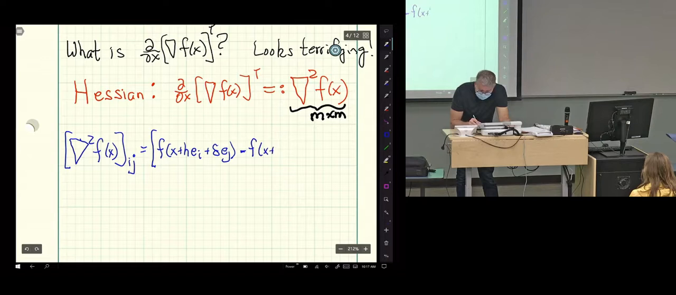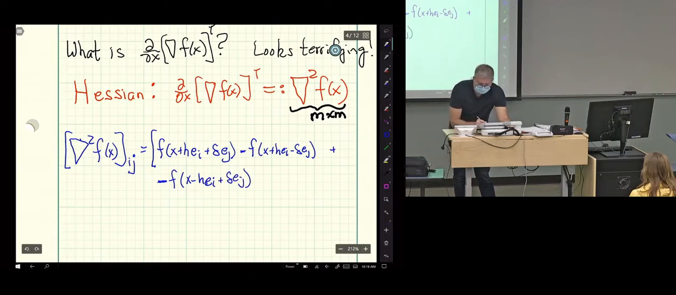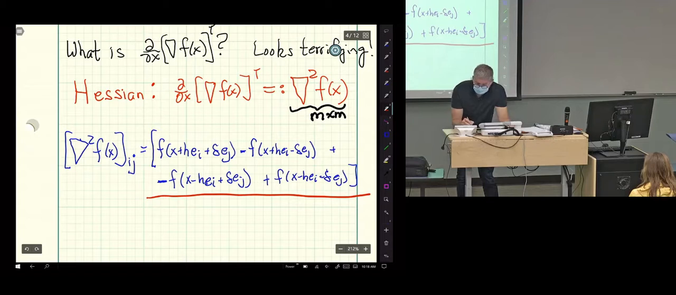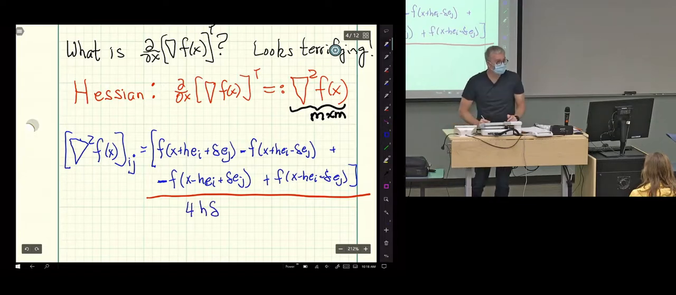And then it's x plus h ei minus delta ej. Then there's a minus term here, f of x minus h times the ith column of the identity matrix, and then plus f of x minus both of them. Okay, and then we got to divide that. You've got 2 delta here and 2h here, but when you do the product, you get 4h delta. Okay, so that's what the ij term looks like.